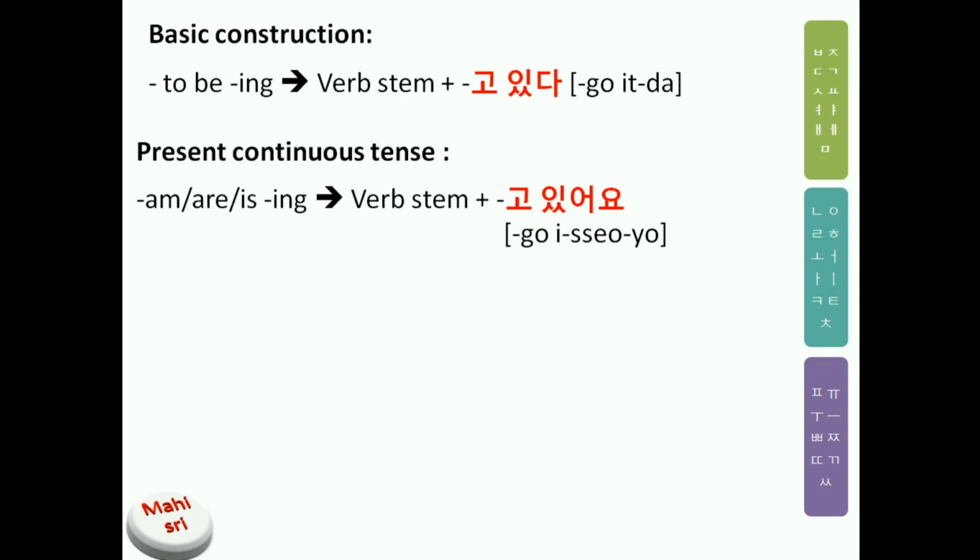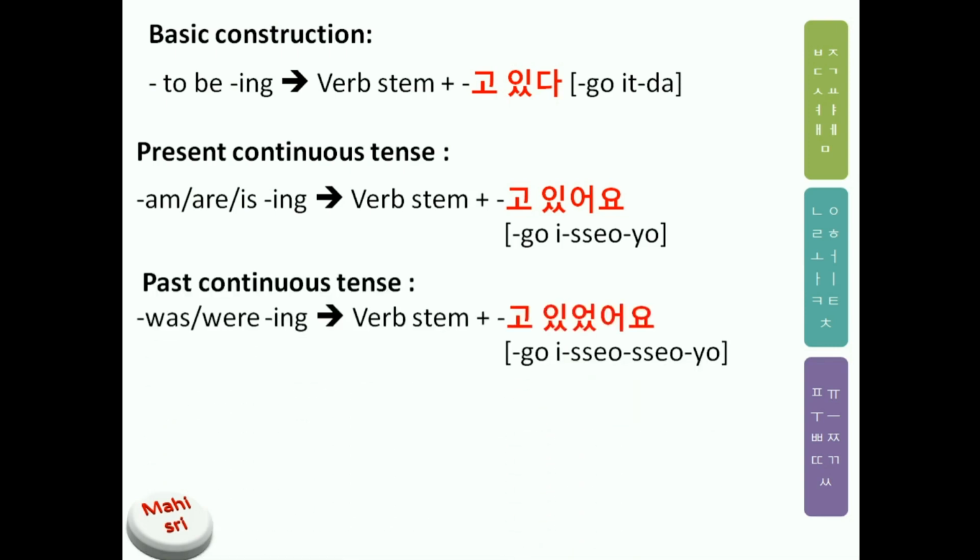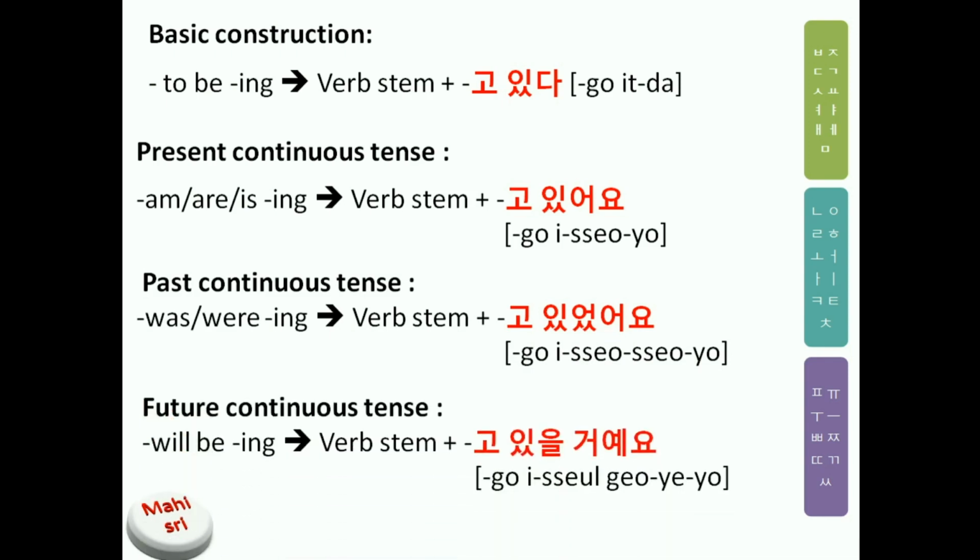So for the present continuous tense, it is verb stem plus ko isoyo. For the past continuous tense, it is verb stem plus ko isosoyo. For the future continuous tense, it is verb stem plus ko isil koyeyo.